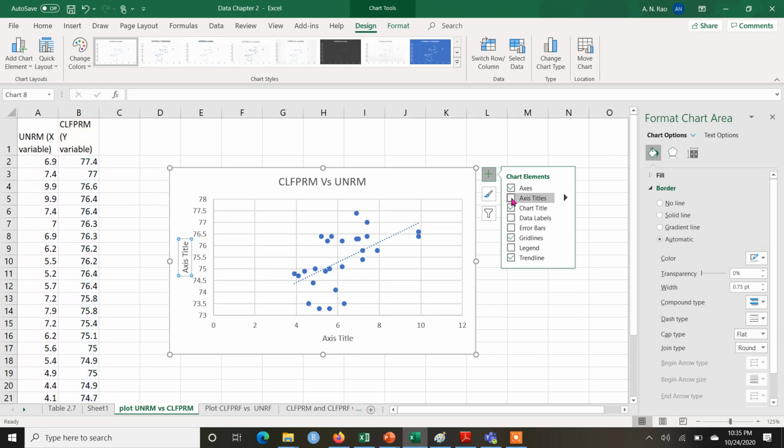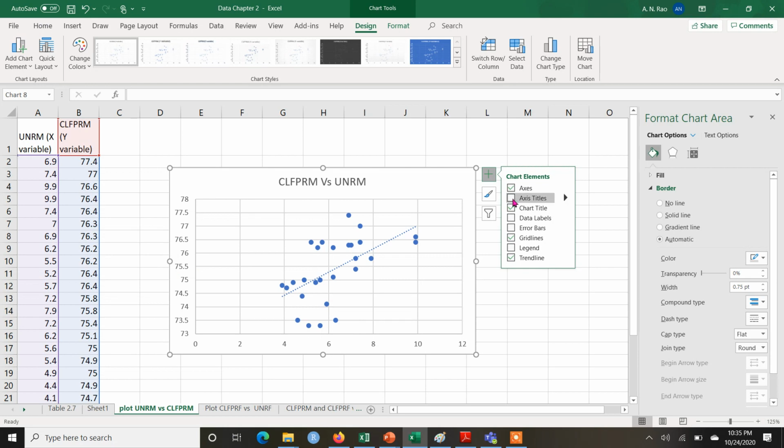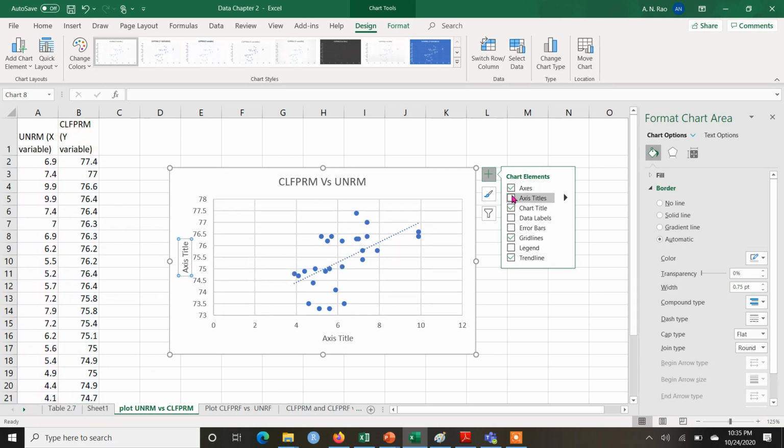For example, if I click on axis title, now you see that there are two boxes here. If I click on axis title, two additional boxes appear in the chart where I can type. Now I can type here whatever I want to type for it.